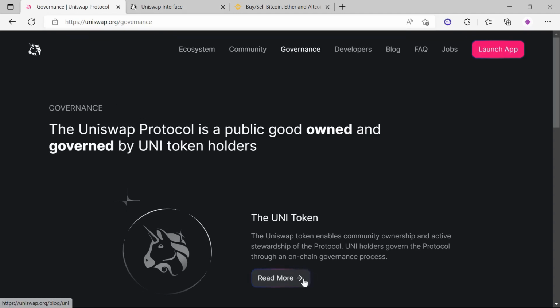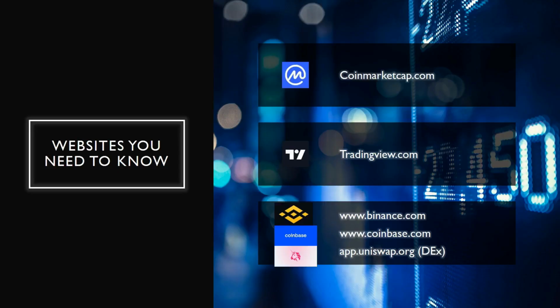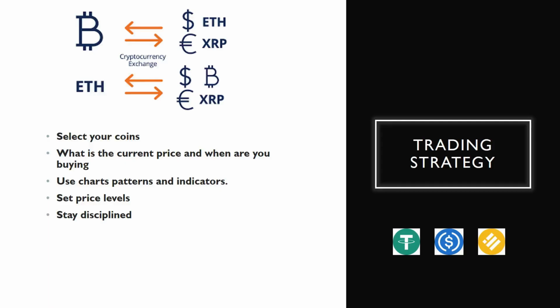You can read more about Uniswap tokens here, and you can see about the ecosystem, the community, which I believe you'd like to join. So you can read more about the Uniswap tokens here and explore the website. So this is the beauty of Web3 apps, exchanges like Uniswap. Okay, a publicly owned exchange. With Web3, things like this can exist. Those are the websites that you need to know to develop your trading strategy.